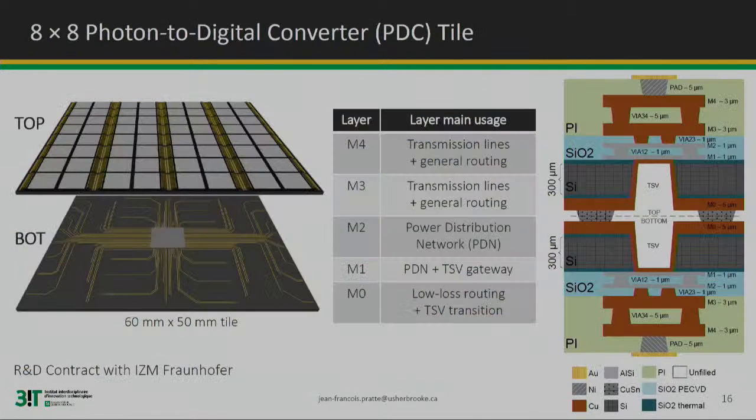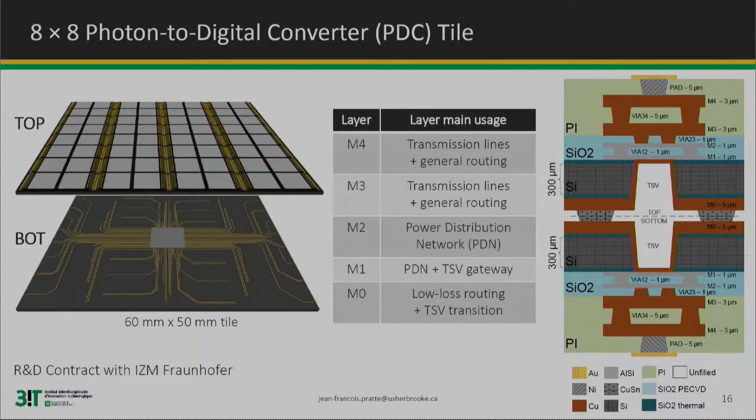Now let's talk about the silicon interposer. What we want to build is an 8x8 module for the photodetection module, which would be roughly 5x6 millimeters. This was developed with IZM Fraunhofer, whom we met in Elba at the last meeting, and that's how this work got started. So thanks again for this meeting.